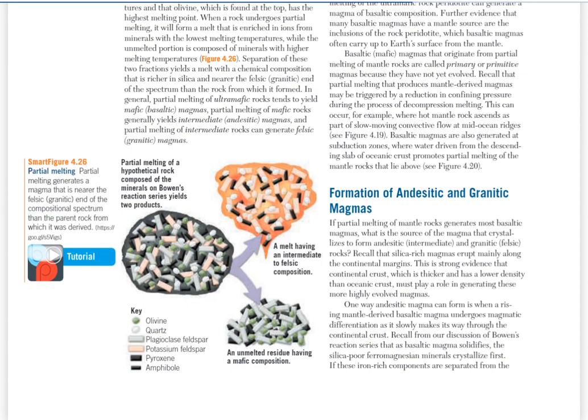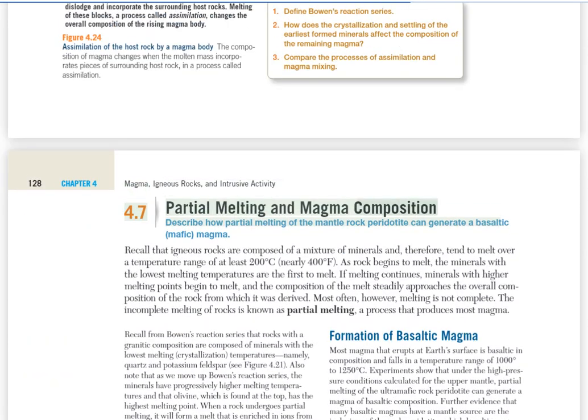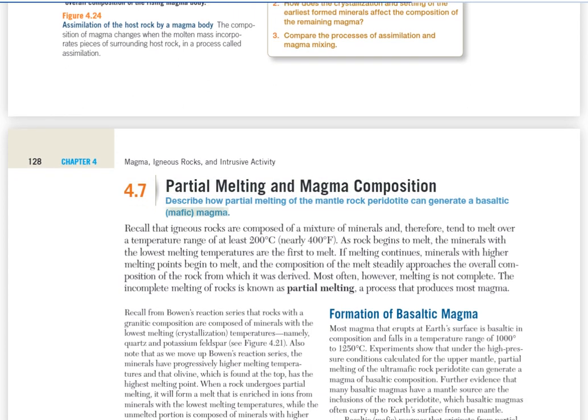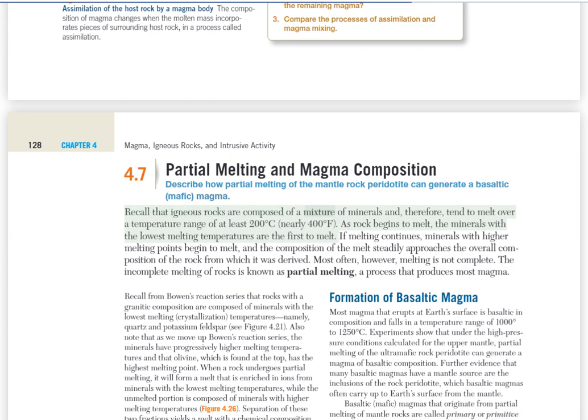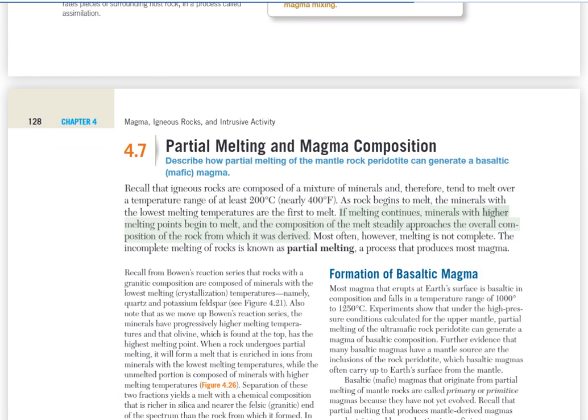4.7 Partial melting and magma composition describe how partial melting of the mantle rock peridotite can generate a basaltic magma. Recall that igneous rocks are composed of a mixture of minerals and, therefore, tend to melt over a temperature range of at least 200 degrees Celsius. As rock begins to melt, the minerals with the lowest melting temperatures are the first to melt. If melting continues, minerals with higher melting points begin to melt, and the composition of the melt steadily approaches the overall composition of the rock from which it was derived.